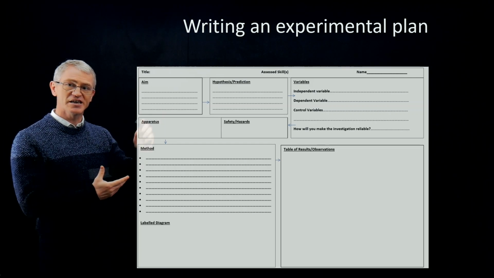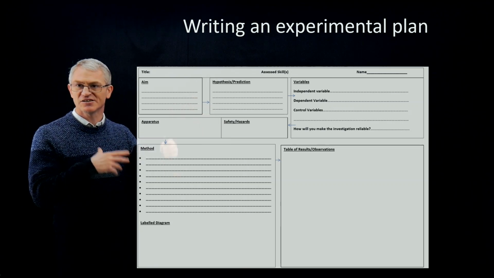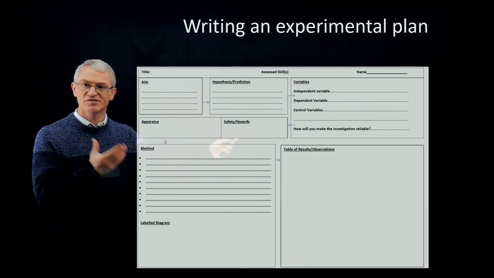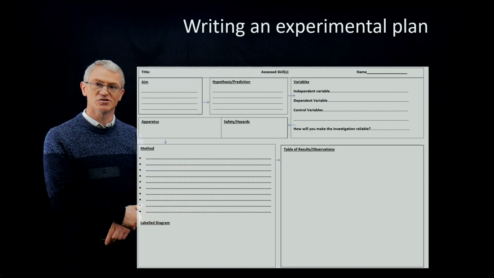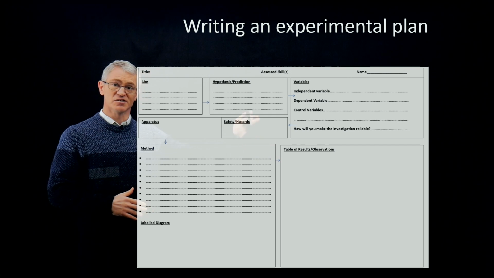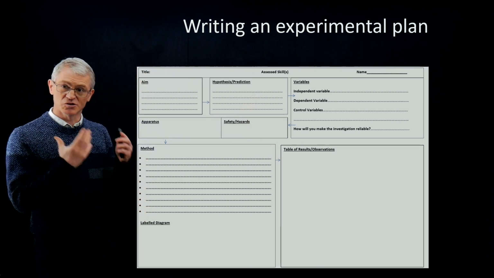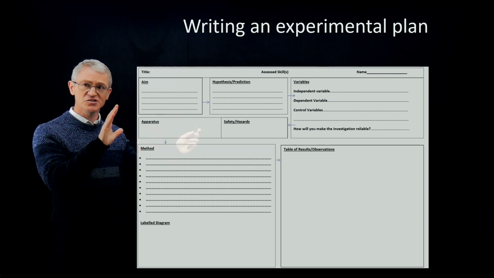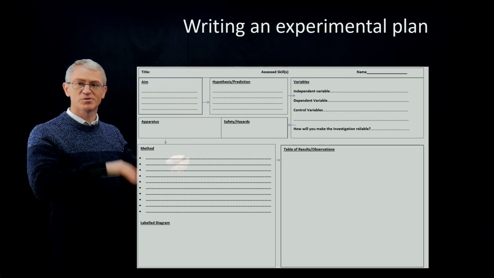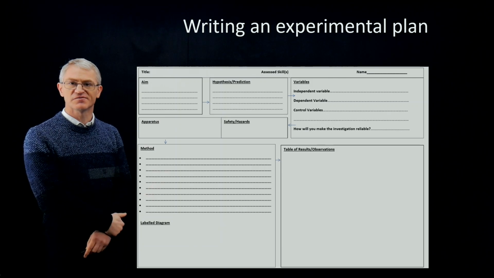Now, writing an experimental plan. It's good to have a plan sheet like this that you can see. So what's the aim? What's your hypothesis, your prediction? That should be based on some science. What's your apparatus? What are the safety concerns? And what's your method? A nice labelled diagram is always good. A good table goes over there, and labelling all of your variables is good practice. You can use this if you want. Just stop the video, take a copy of this, and you can write out a few of these different experiments.